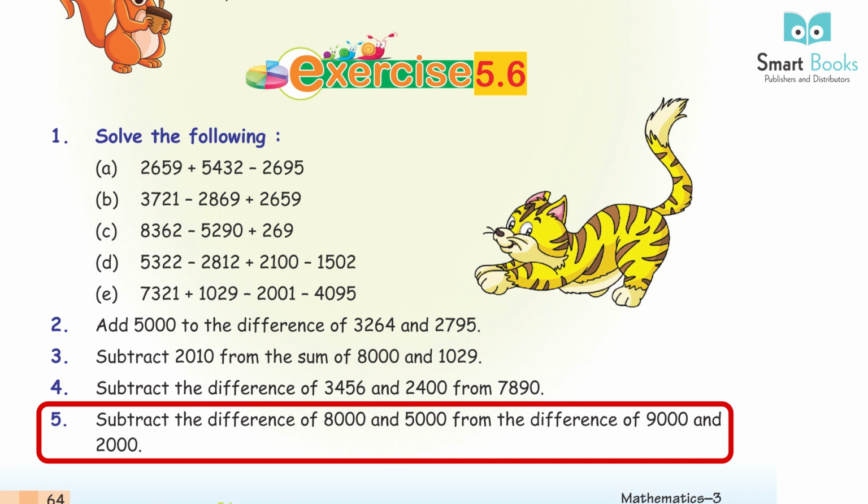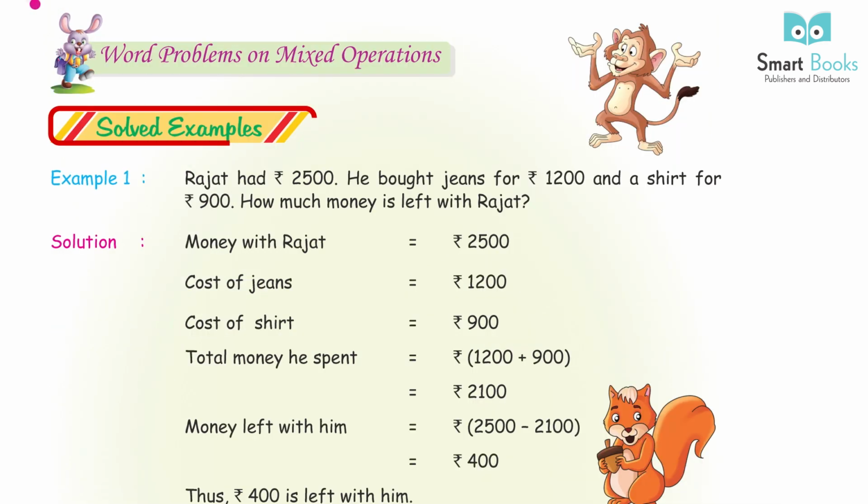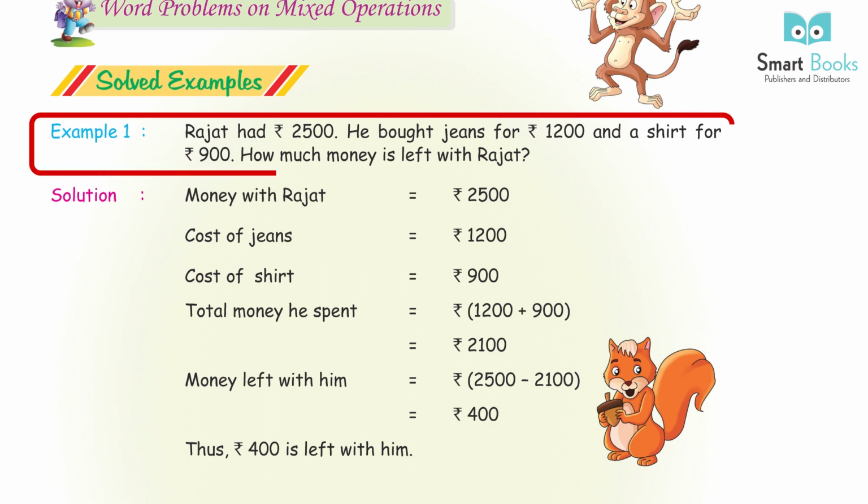Question 5. Subtract the difference of 8,000 and 5,000 from the difference of 9,000 and 2,000. Answer 4,000. Word problems on mixed operations. Solved examples. Example 1. Rajat had rupees 2,500. He bought jeans for rupees 1,200 and a shirt of rupees 900. How much money is left with Rajat?